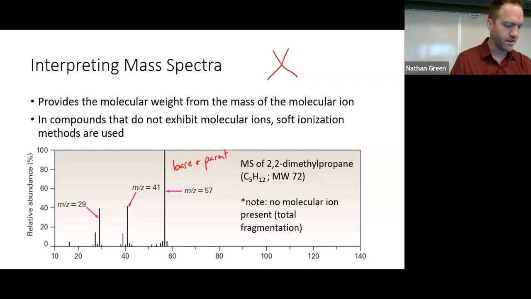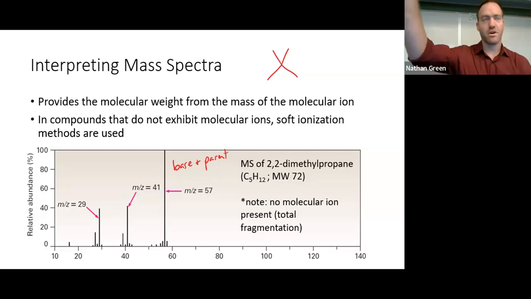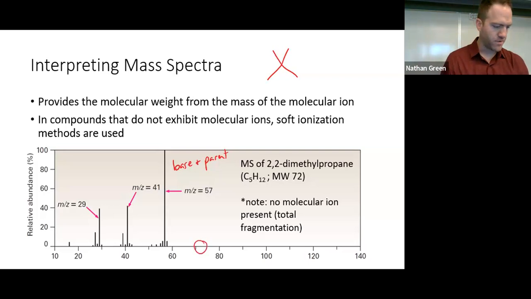Base and parent peak is right here. Here's the weird thing. The base and parent peak, and really the parent peak, is 57. If you add up all the atoms, C5H12, and then you do all the periodic table math there, carbon's worth 12, hydrogen's worth 1. So 5 times 12 plus 12 is 72. Well, 72 would be like over here, right? There's no peak over there. So what does that mean about our 2,2-dimethylpropane?